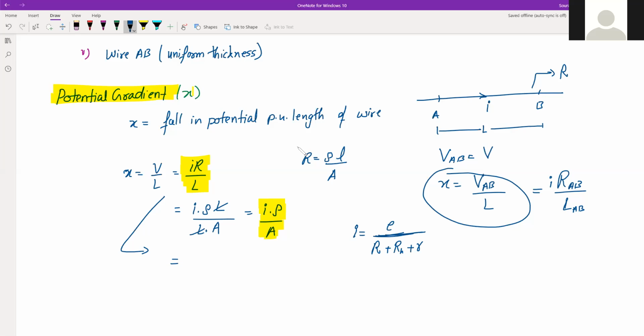R is actually the total resistance of the wire, not the resistance per unit length. This is R, right? This is I. So now when I say x, x is equal to I, so I means E divided by R plus RH plus r, into R by L.